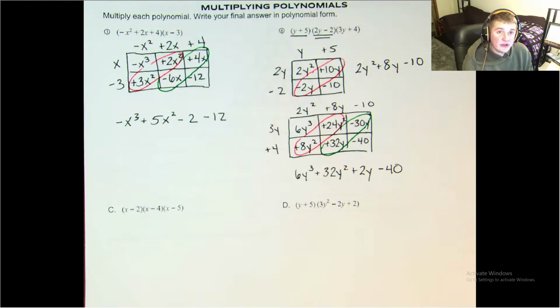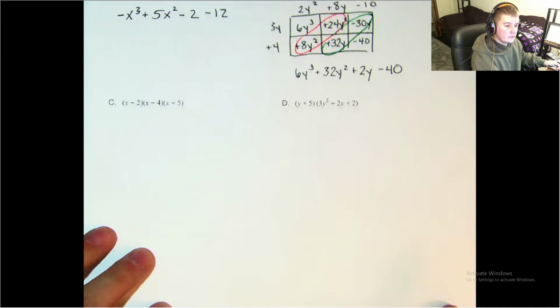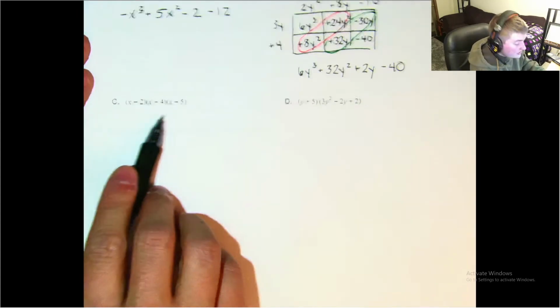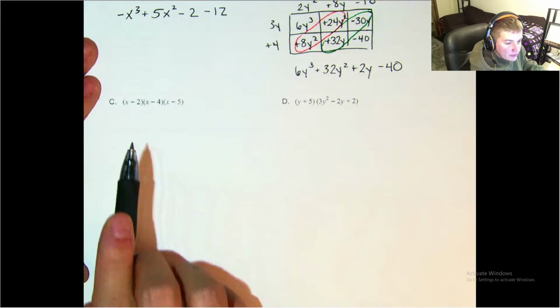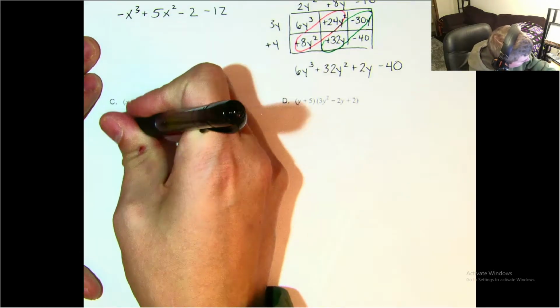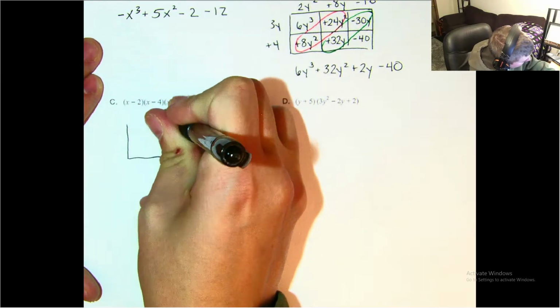Okay, what I would like you to do is pause the video and go ahead and try letters C and D on your own and then check it with me right now. We have three terms here, so that means I am going to go ahead and multiply twice to get to my answer. Okay, so I'm going to go ahead and do that.